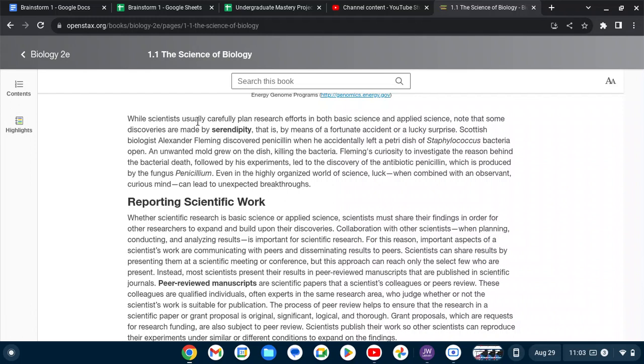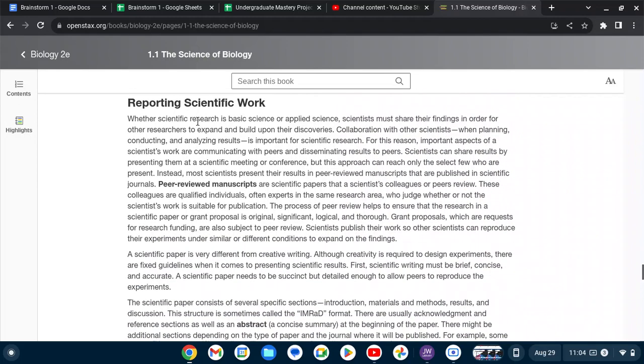While scientists carefully plan research efforts in both basic science and applied science, note that some discoveries are made by serendipity. That is, by means of a fortunate accident or a lucky surprise. Scottish biologist Alexander Fleming discovered penicillin when he accidentally left a petri dish of Staphylococcus bacteria open. An unwanted mold grew on the dish, killing the bacteria. Fleming's curiosity to investigate the reason behind the bacterial death, followed by his experiments, led to the discovery of the antibiotic penicillin, which is produced by the fungus Penicillium. Even in the highly organized world of science, luck, when combined with an observant, curious mind, can lead to unexpected breakthroughs.